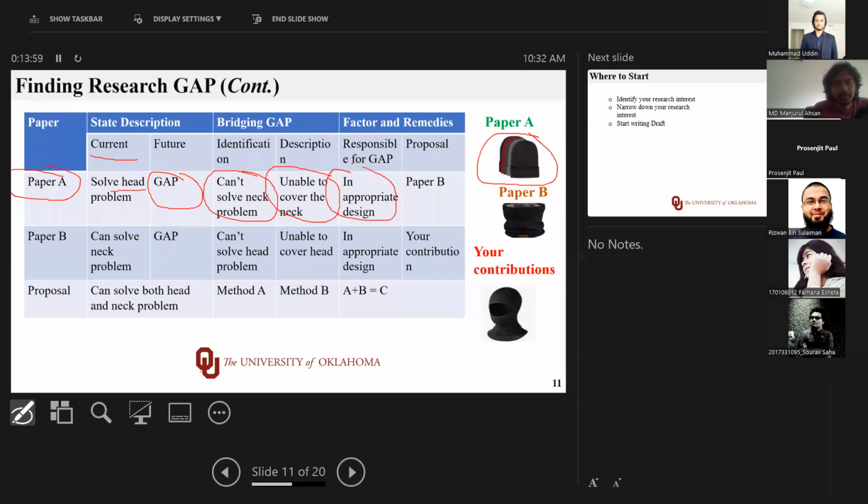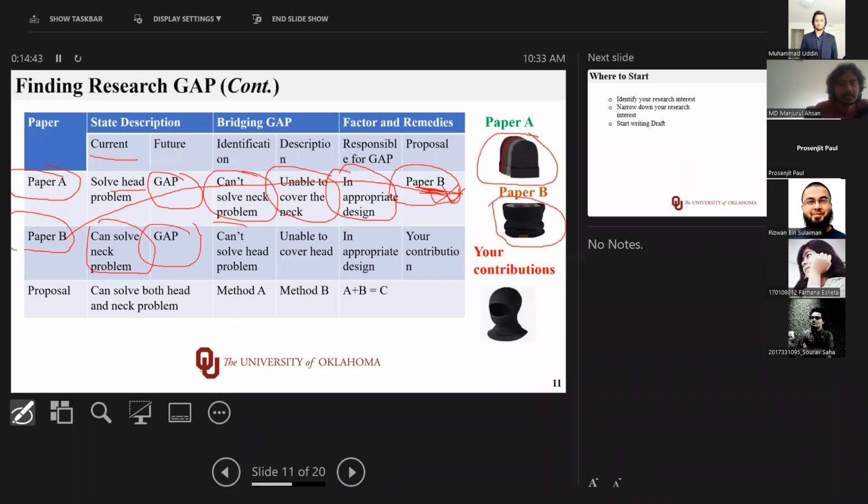Inappropriate design. The remedies, you find when you read paper B. Like in paper B, it solves this one. It will come after all the analysis, but when you read paper B, you realize that paper B solved the problem, though initially you go through paper A. Then you look over paper B, or any paper, and you see that it can solve the neck problem. That is its current state. This is their product, but in the future state there is some gap.